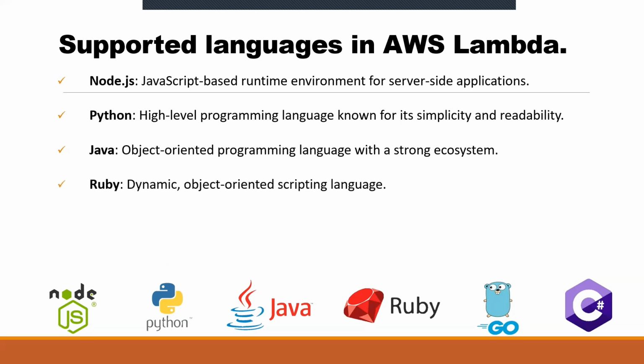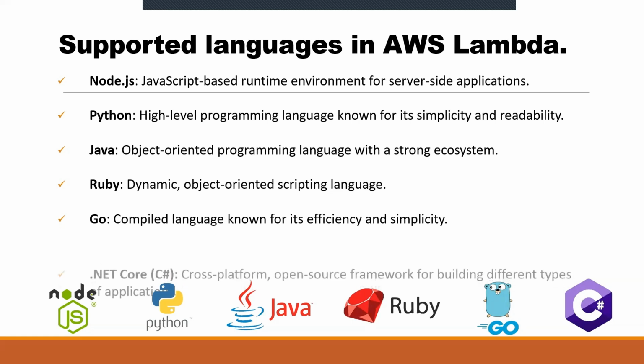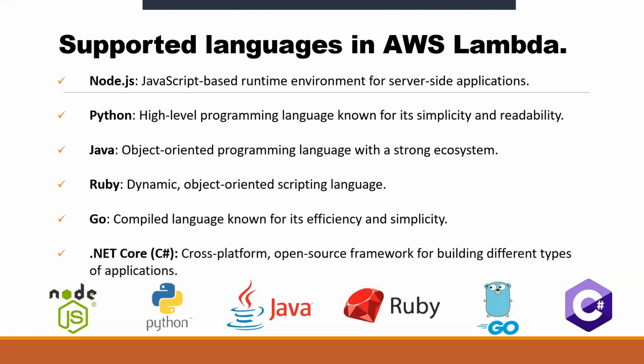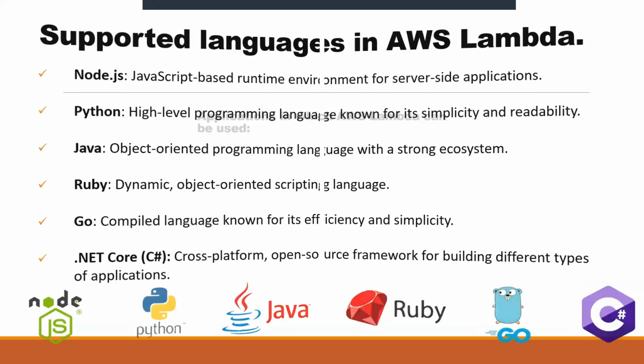Fourth is Ruby. Ruby is dynamic object-oriented scripting language. Fifth one is Golang, compiled language known for its efficiency and simplicity. And the sixth one is .NET Core or C#, cross-platform open source framework for building different types of applications.